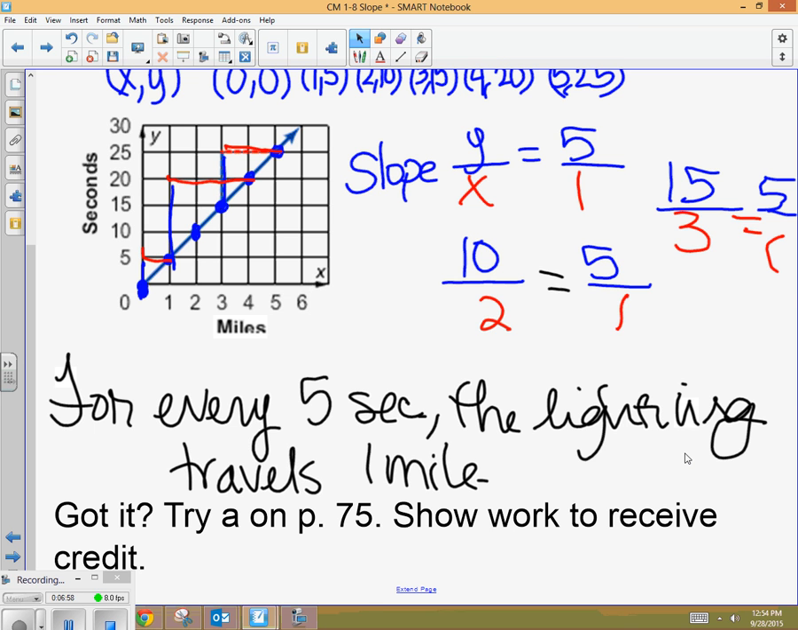I'm writing quickly. But right now I'd like you to pause and try activity A on page 75. To get credit for activity A, you do need to show all your work. I want you to graph it, and then I want you to explain what the slope means. Pause the video now to work on activity A.